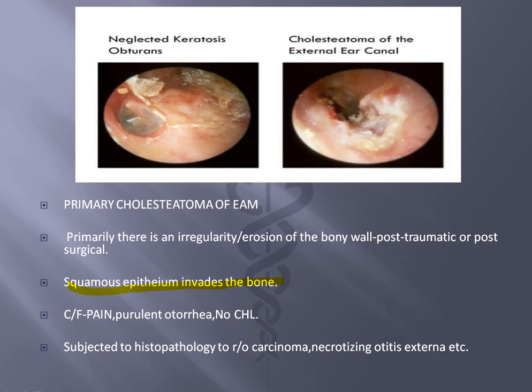Here you can see this is a neglected Keratosis Obturans, which further leads to the cholesteatoma of the ear canal, and it leads to the erosion of the bony wall of the EAC.